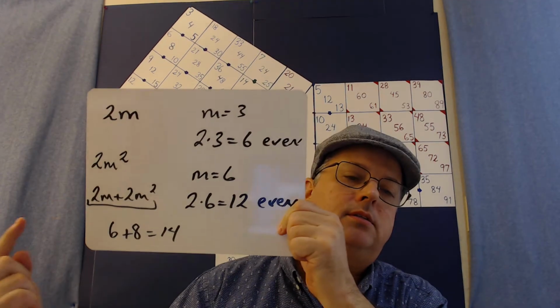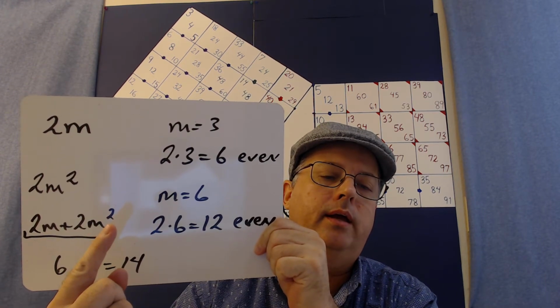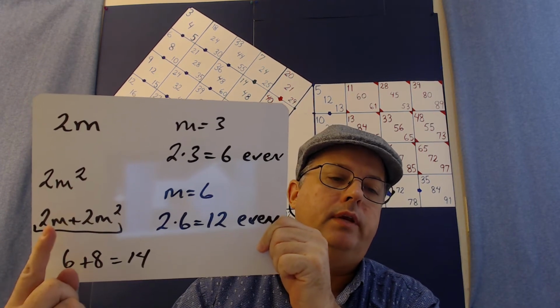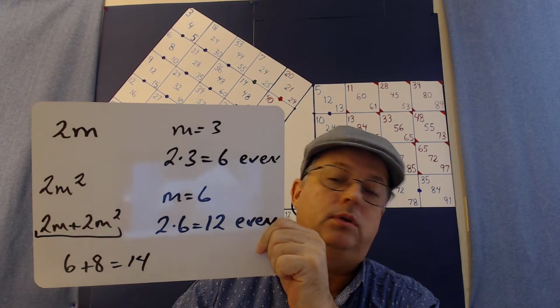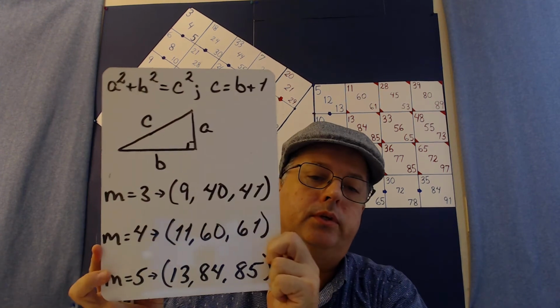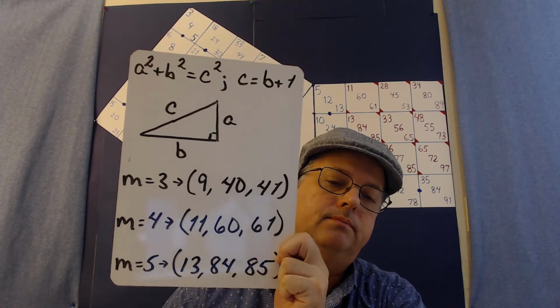we can see that this expression 2m plus 2m squared is always going to be an even number, because you have an even plus an even number, which is always going to be even. And that's what we have here, okay, for the b value. And in all of our Pythagorean triples here, these are even numbers here in the middle, whereas these are odds, right? Okay. All right, so we got them to be even.